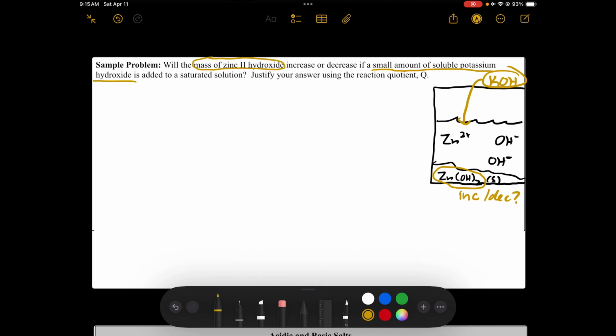That's the question. To figure that out, the first thing you want to do is draw out the existing equilibrium system to see how adding potassium hydroxide is going to change it. So right now, we have zinc(II) hydroxide in solid state, and that is in equilibrium with zinc ions floating around and hydroxide ions floating around, right?